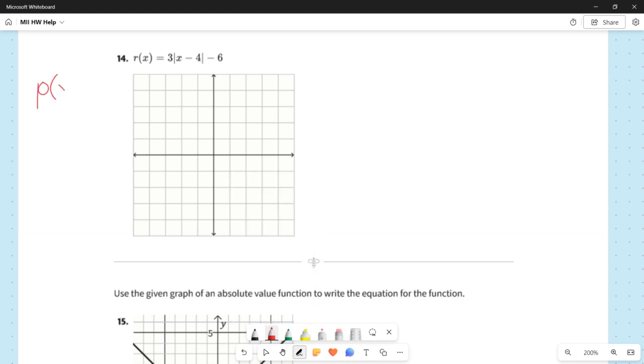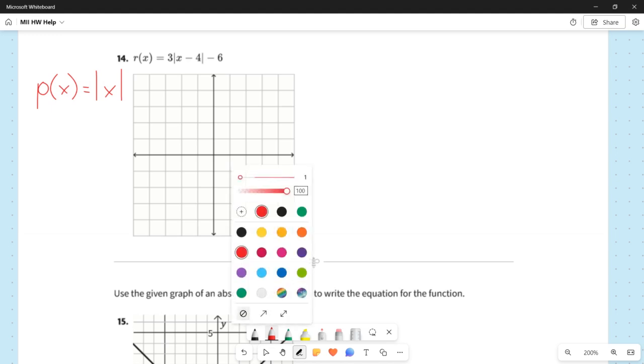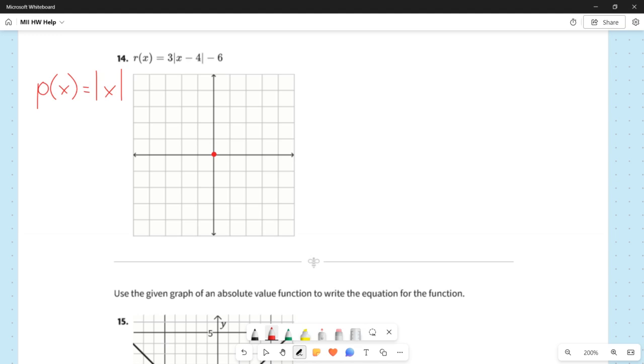So we want to compare this to the parent function for absolute value, which is just the absolute value of x. With the parent function, our vertex is at the origin. So the parent function is a V that is centered at the origin, and it's just up 1 over 1, up 1 over 1, up 1 over 1. With r of x, we've had 3 things that have changed.